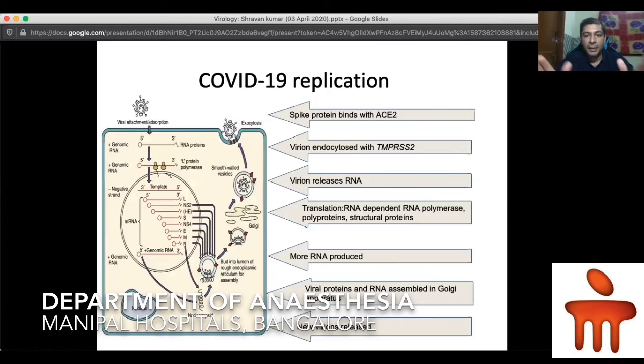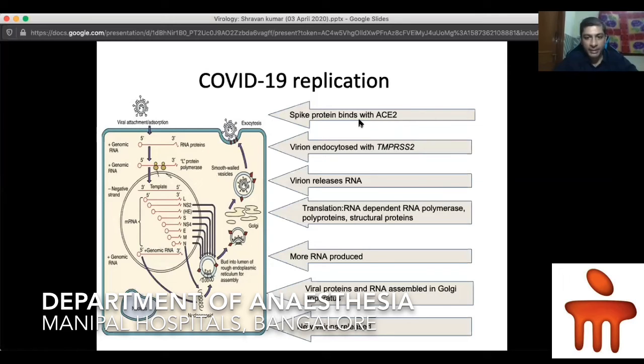And finally, a brief slide on the COVID-19 replication. The spike protein that is present on the COVID-19, the S protein, it recognizes the ACE2, which is present on the type 2 pneumocyte. With the help of the ACE2, the spike protein binds onto the host cell and it is endocytosed with the help of the TMPRSS2 gene, and the virion is released.